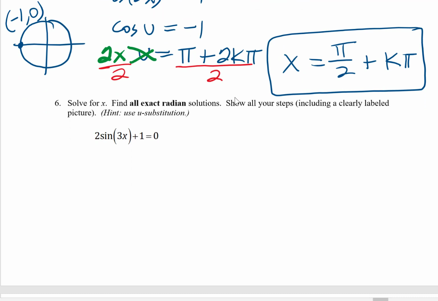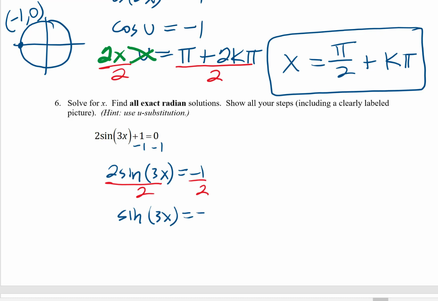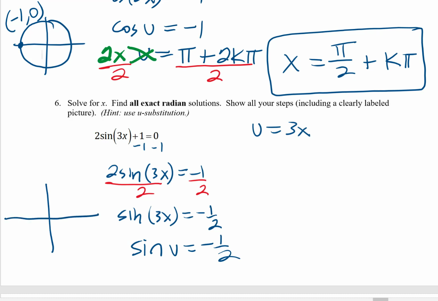Number 6, we will also use u substitution. I've got a couple more beginning steps to do here, so I'll subtract the 1 and I'll divide by the 2. That gives me sine 3x equals negative 1/2. I'll use u substitution to replace the 3x with the u. Now I'm in the format that I like. Within one period, I think I'm going to find two solutions here.